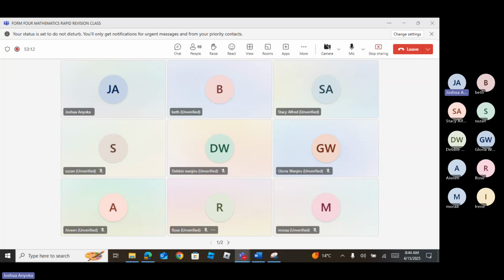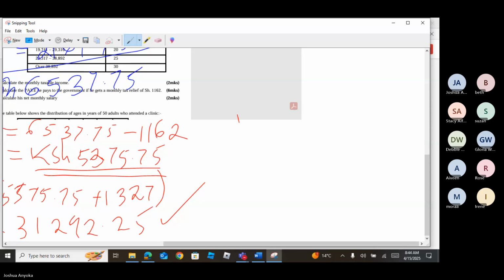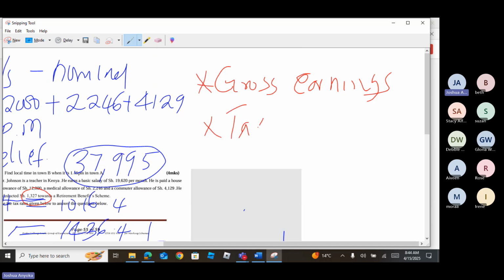Well, so it's just a recap of what is expected of us. One, in this question, we need to know what we are expected to know. It is how to calculate gross earnings. Pesa yote mtu anapata ni gani? Number one. Number two, how to calculate taxable income.